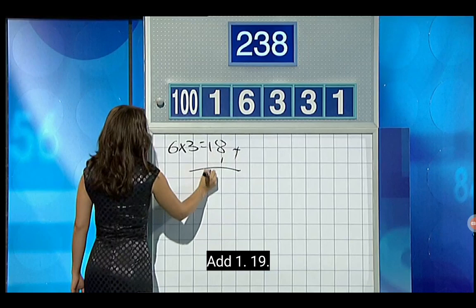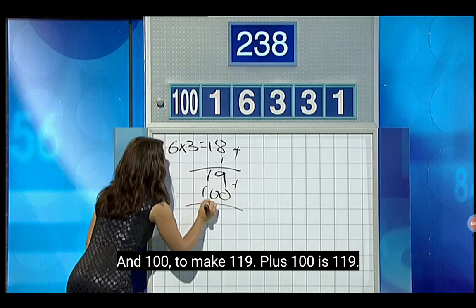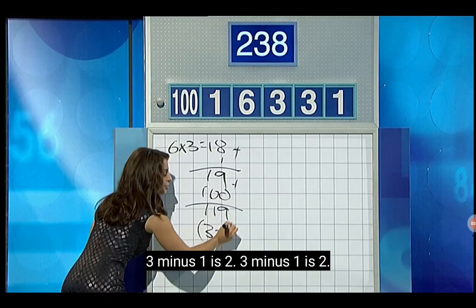6 times 3 is 18. Add 1, 19. Plus 100 is 119. 3 minus 1 is 2. Multiply and you get 238. Well done. That is a very nice approach indeed. What a great solution.